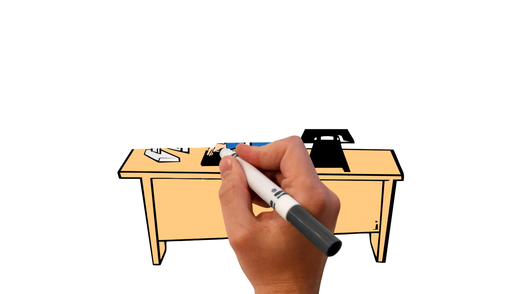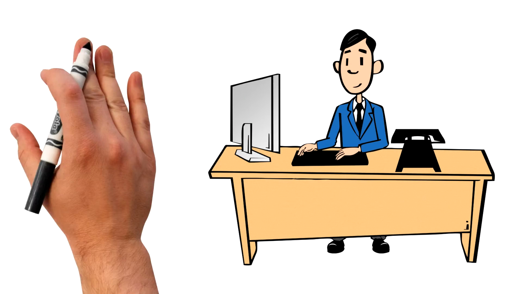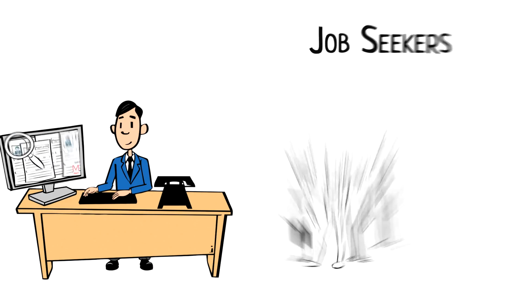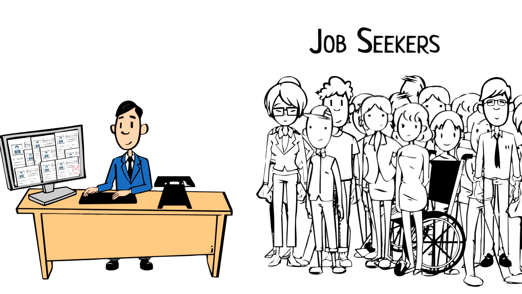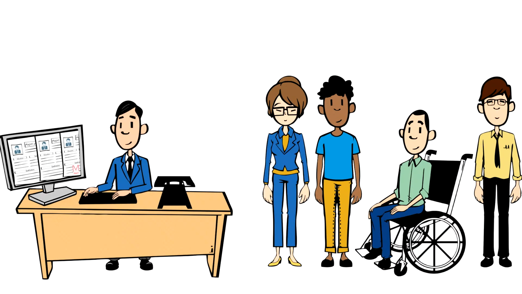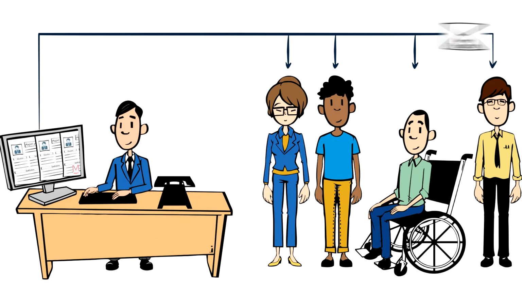On the other side, employers can quickly create a targeted posting that identifies the skills and qualifications they are looking for. The system searches all Magnet users and instantly tells them what talent is available and which top candidates match their requirements, so they can send them a targeted invitation to apply.